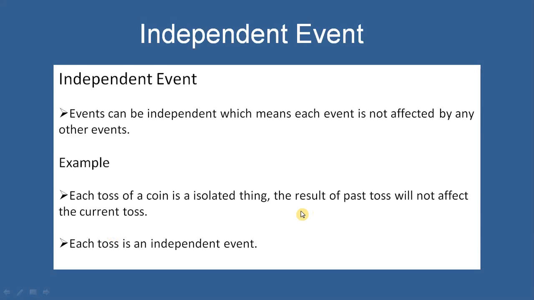Now what is an independent event? Just now we see what is an event. Now I will explain what is independent event and what is dependent event. Events can be independent, which means each event is not affected by any other events. For example, tossing a coin is an isolated thing. The result of the past toss will not affect the current toss, which means when you toss a coin, you can get a head. And again, if you toss a coin, you may even get a head again. This result will not get affected by the previous result. So each toss is an independent event.